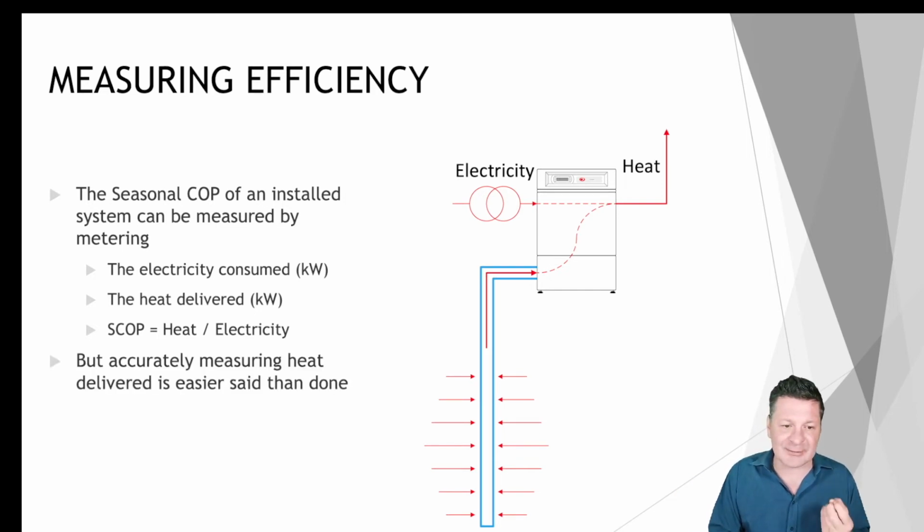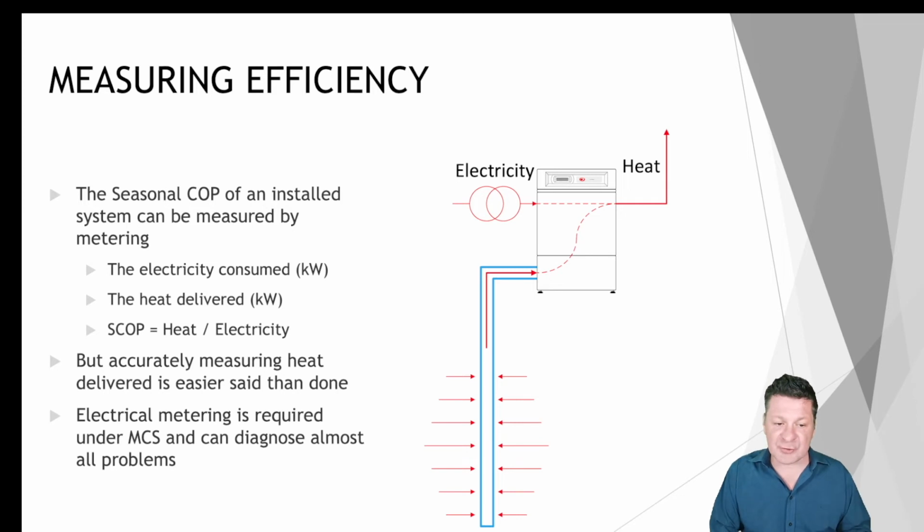But actually accurately measuring heat, particularly on a heat pump system, is quite challenging because for heat pumps, as opposed to boilers, the water flow rates are relatively high, and the temperatures in and out, the difference between those two, the delta T as we call it, is relatively small. So small errors in either flow rate measurement or temperature measurement can have quite a big effect on how accurately you're measuring the heat.